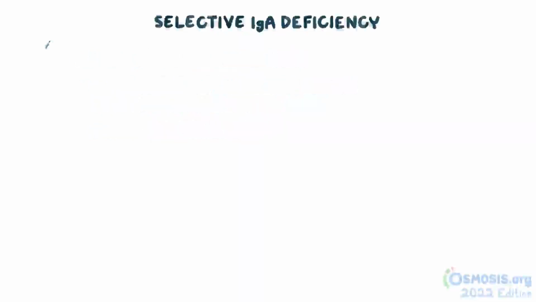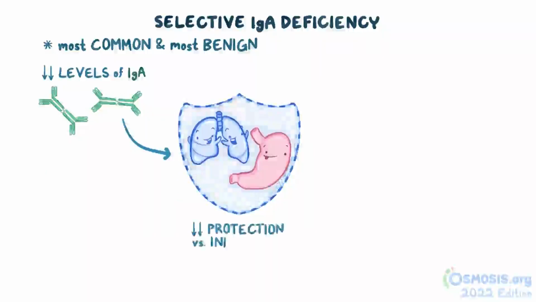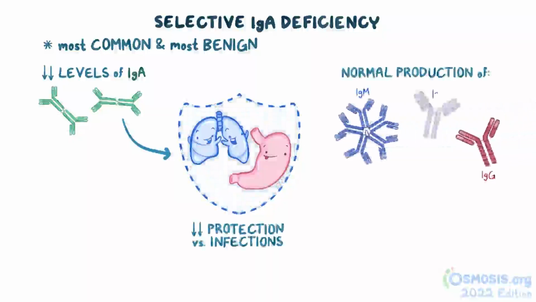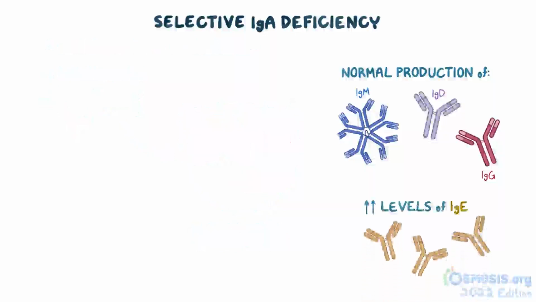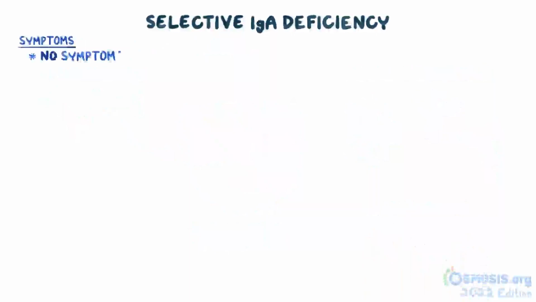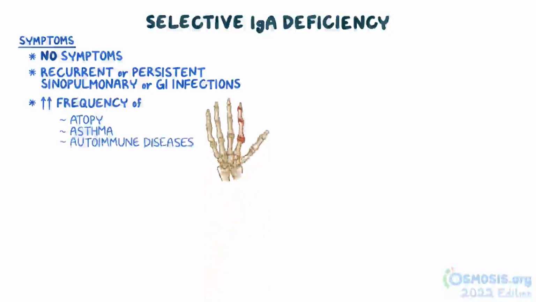Selective IgA deficiency is the most common and most benign immunodeficiency, characterized by low levels of IgA, resulting in low protection against infections of the mucous membranes lining the respiratory and gastrointestinal tracts, with normal production of IgM, IgG, IgD, and sometimes increased IgE. Most children with selective IgA deficiency have no symptoms, but sometimes there's a tendency to develop recurrent or persistent sinopulmonary or gastrointestinal infections. But there's also an increased frequency of atopy and asthma, as well as autoimmune diseases like rheumatoid arthritis.